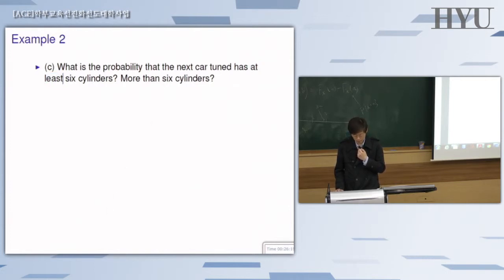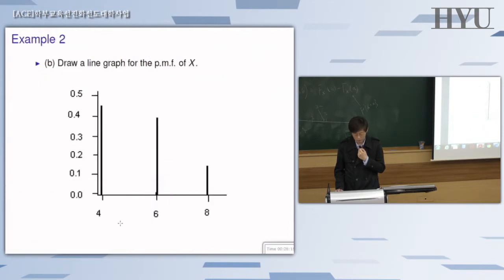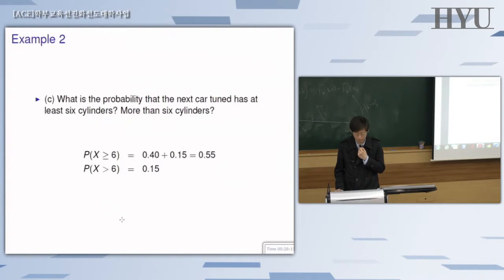So using the table or graph that we just constructed, these probabilities can be easily figured out. If it's at least 6, it can be either 6 or 8, and the corresponding probability for x equals 6 is 0.4, and for x equals 8 is 0.15. Add them up, and I will give you the answer of 0.55.